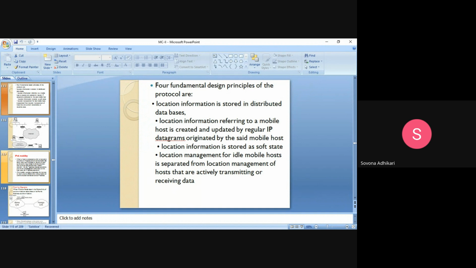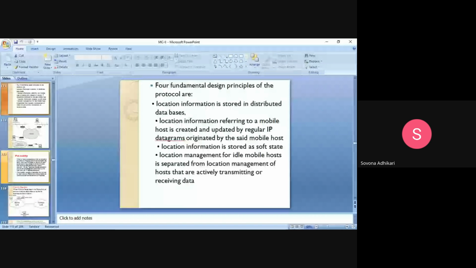So these are some of the principles which cellular IP obeys. Location information is stored in a distributed database. That is, the database is distributed, and as it is distributed, it is faster. Location information referring to a mobile host is created and updated by regular IP datagrams originated by the said mobile host. Location information is stored in a soft state. Location management for idle mobile hosts is separated from location management of hosts.